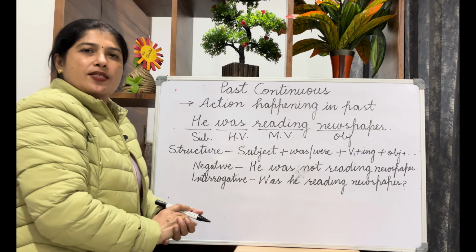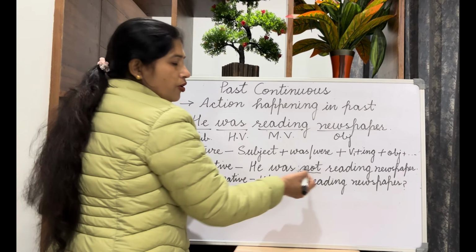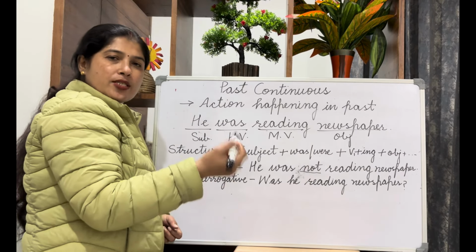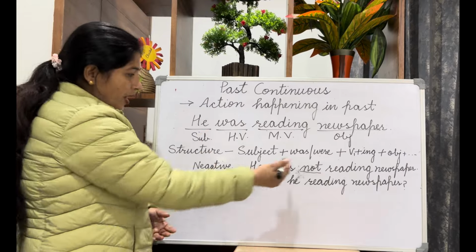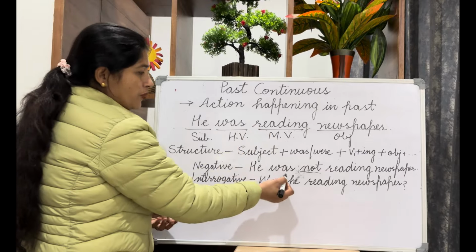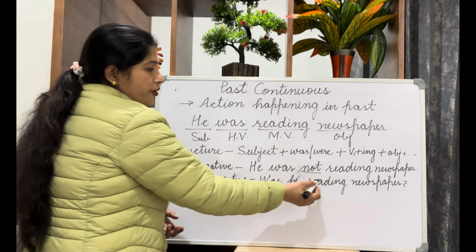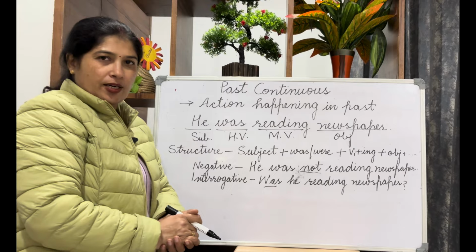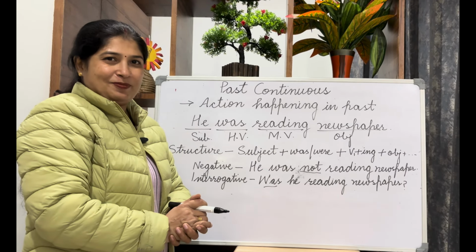If we have to change the sentence into negative, very simple rule, after helping verb we have to add not. He was not reading newspaper. So this is the negative sentence of the past continuous tense. After that, if we have to change the sentence into question, then simply we have to bring this helping verb to the beginning of the sentence. Was he reading newspaper? And add a question mark, so this will be the interrogative sentence. So this was all about past continuous tense.